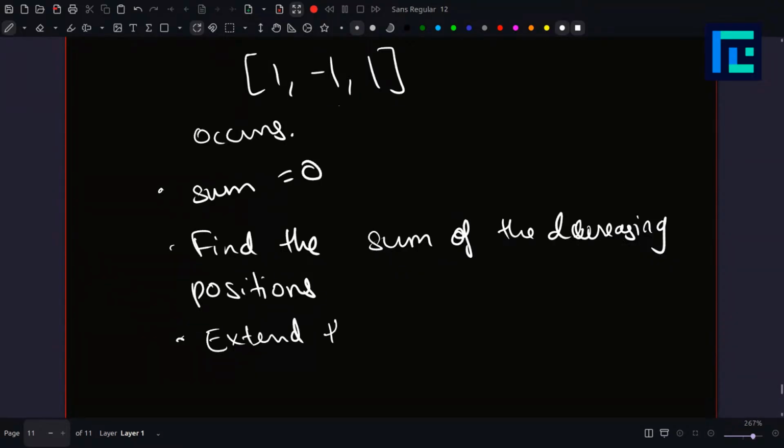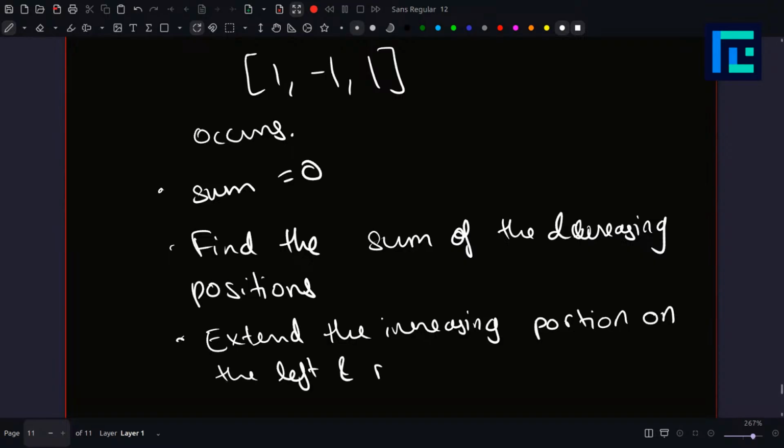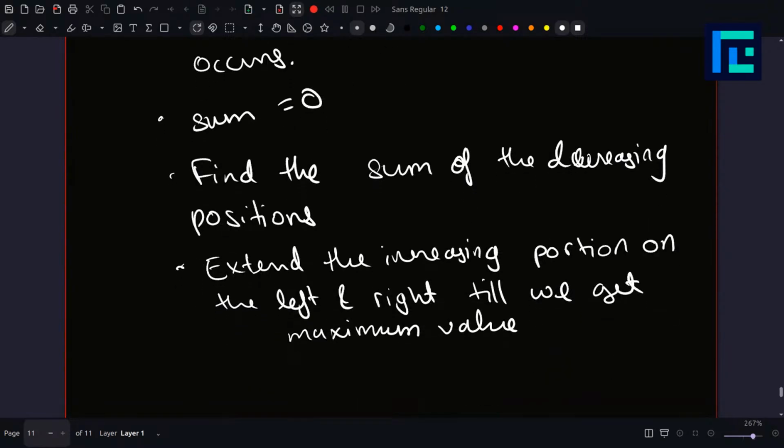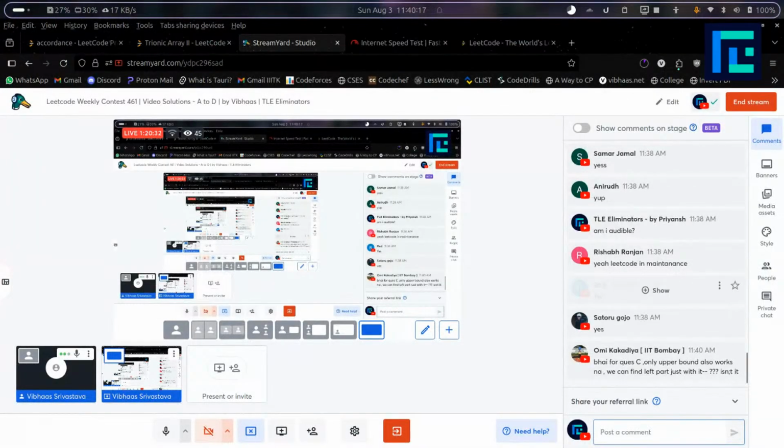Then extend the increasing portion on the left and right till we get the maximum value of sum. We can just try all of them and take whichever is the max. For the left we can try the suffix maximum, and for the right we need the prefix maximum, until we get the maximum value of sum. So that's basically the whole idea.